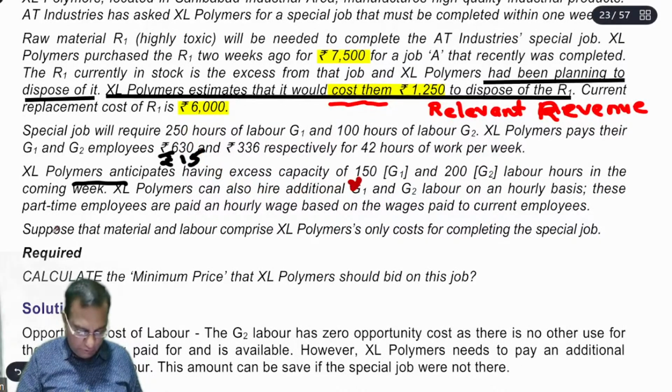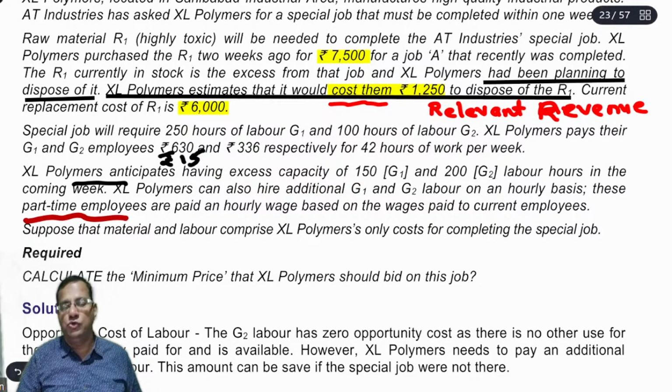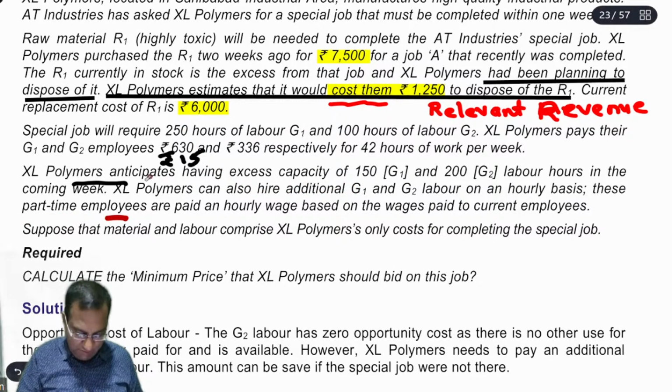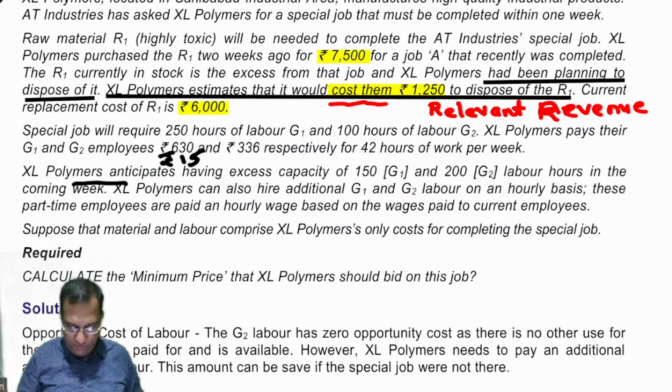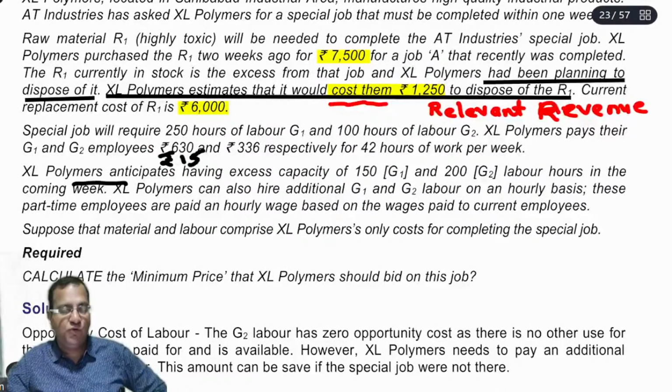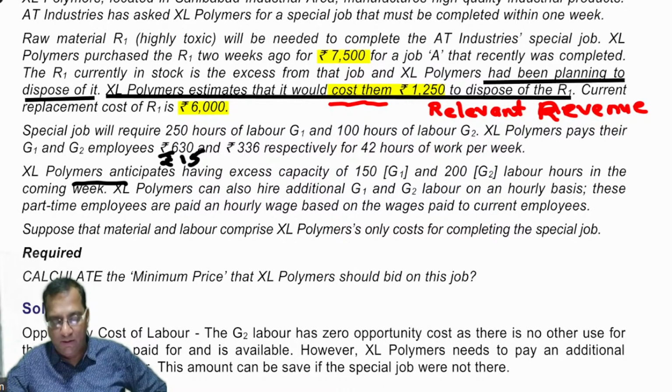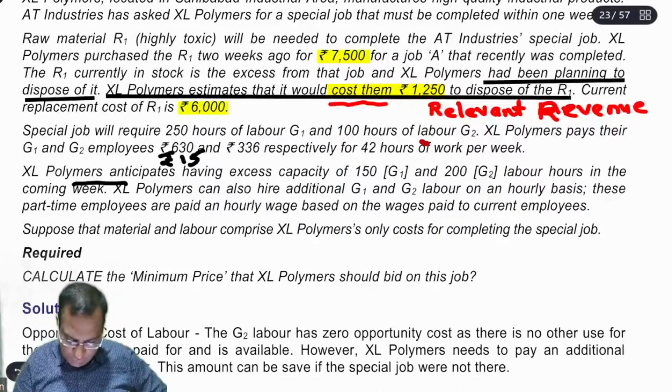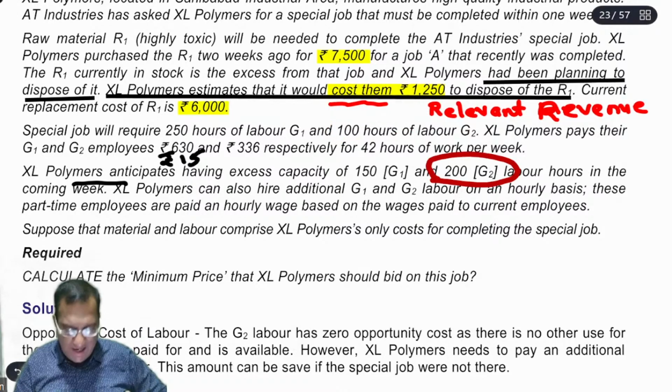100 hours will have to be appointed through part-time employees, and they will be paid rupees 15. So before such order 150 into 15 is being paid, while after such order 250 into 15 is being paid. Therefore the extra cost we are incurring due to this special order is 100 into 15, 1,500 rupees. While in case of grade 2 labor, we require just 100 hours while we have 200 idle hours.